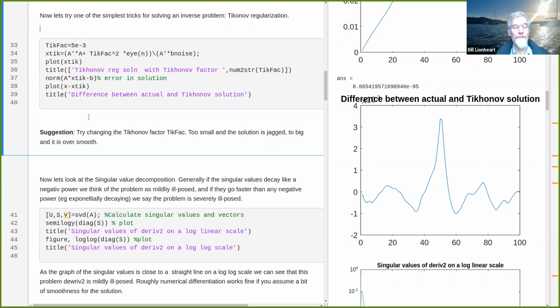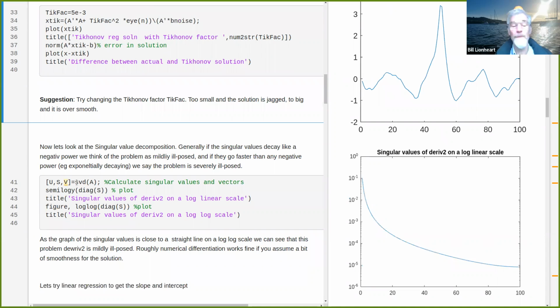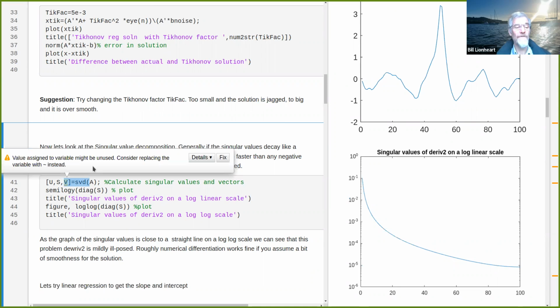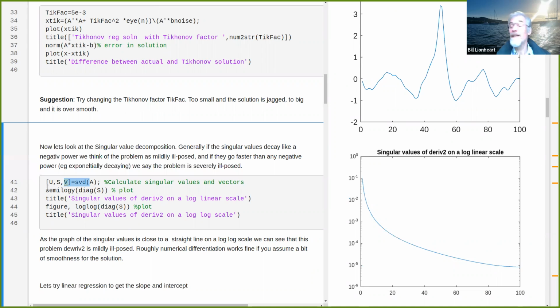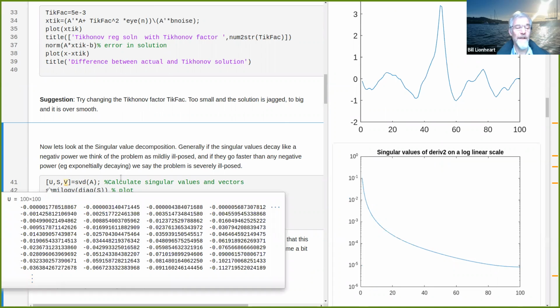Okay, so in MATLAB, the singular value decomposition is very simple: USV equals SVD of A. There are options, but this is the simplest way. U and V are matrices whose column vectors are the singular vectors, and S is a diagonal matrix of the singular values. It says it's 100 by 100 there, of course.